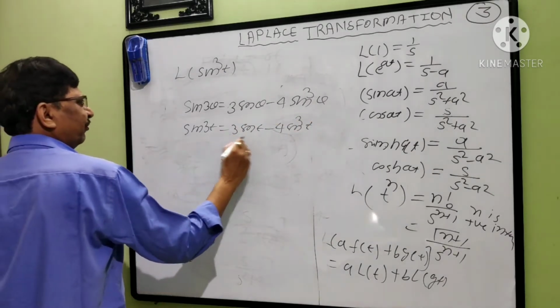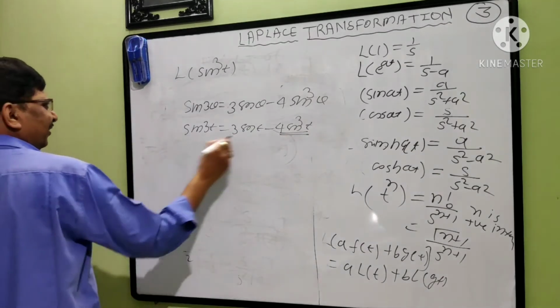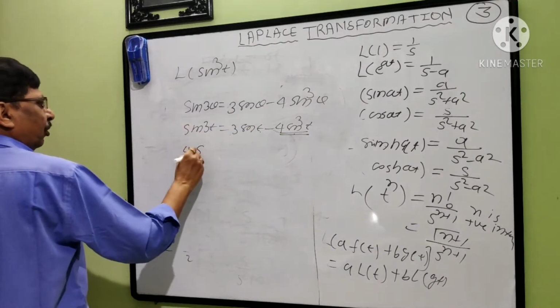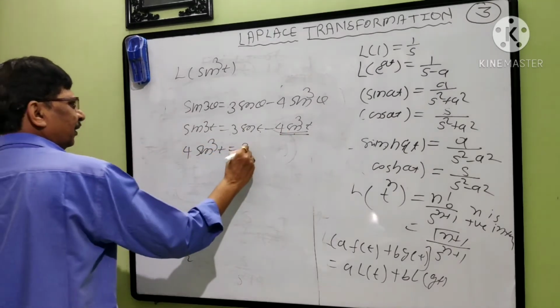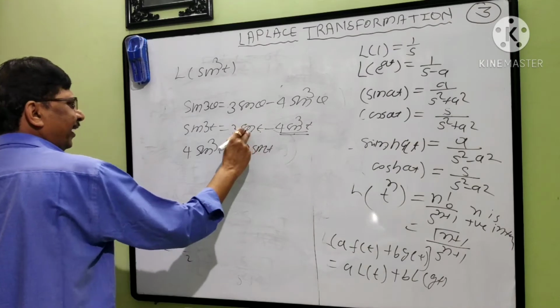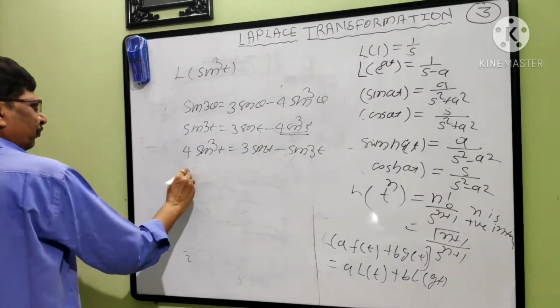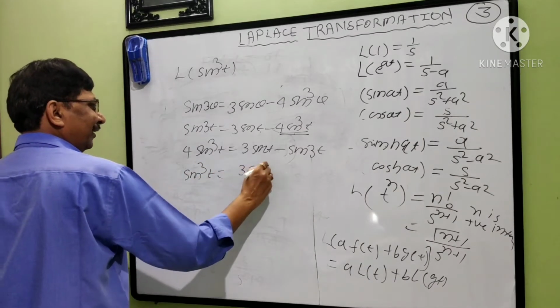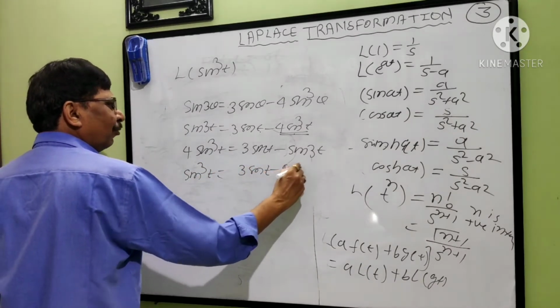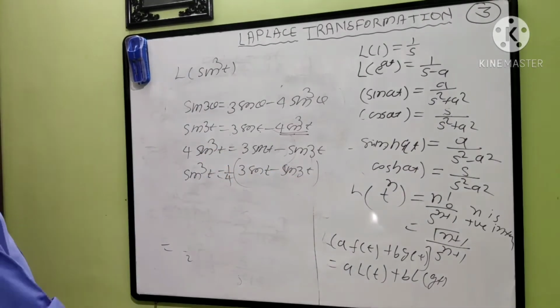Now from this we can find the value of sin cube t in simple functions. That is, 4 sin cube t is, transferring the minus here, 3 sin t minus sin 3t. That is the formula for sin cube. Sin cube t equals (3 sin t minus sin 3t) upon 4, so the common 4 gives 1 by 4.